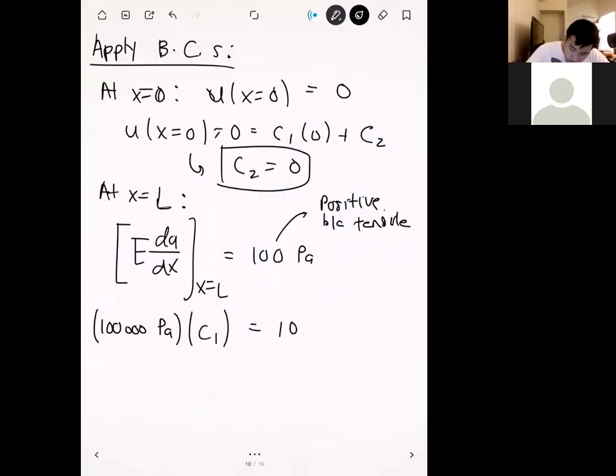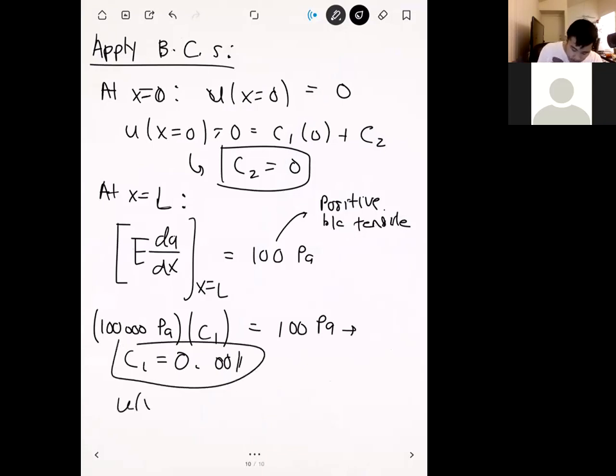And all this is equal to 100 pascals. So this tells us that C1 is equal to 0.001. And so that gives us our two constants. And so finally, we can say that u of x is equal to 0.001 times x.